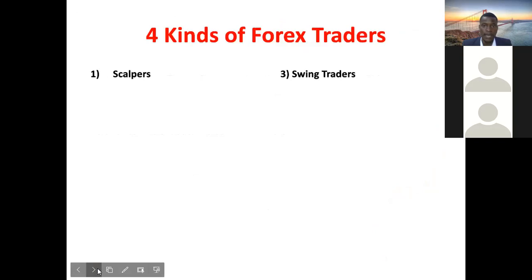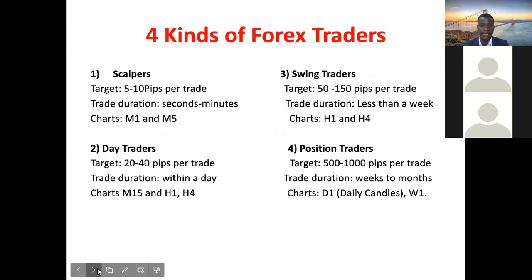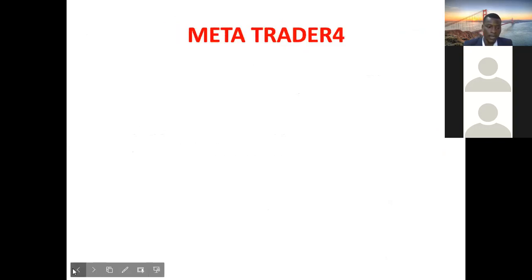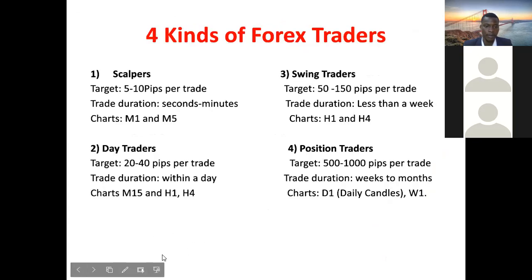Now we're going to be looking at 4 kinds of traders. There are traders who want to use the statistical edge. So we have 4 kinds of traders: the scalpers, swing traders, day traders, and position traders.